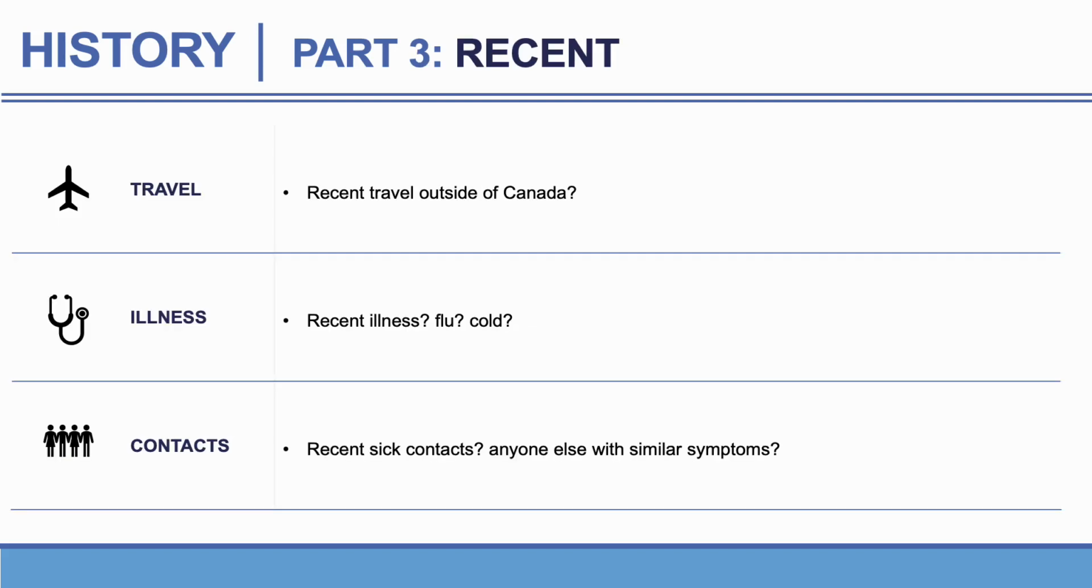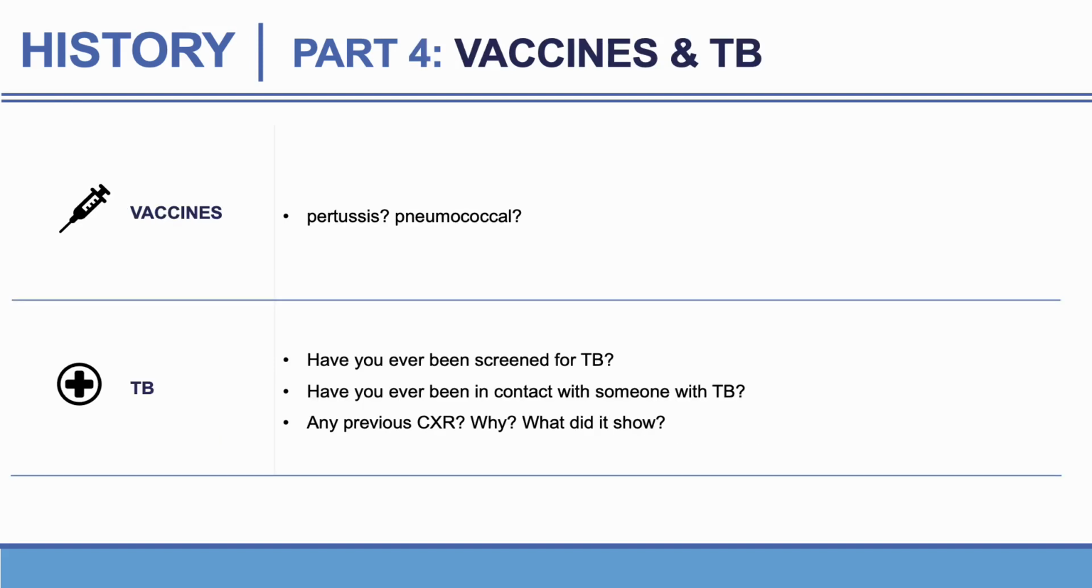Okay, the next part of the history I like to call recent. And usually recent things are really important to ask in any presentation. For chronic cough, you want to know if they've had any recent travel outside of Canada, any recent illness, recent flu, recent cold, any recent sick contacts, or anyone else with similar symptoms. Then we can ask about vaccination status and TB questions. So for vaccines, we want to know if they've been vaccinated for pertussis before, or if they've had their pneumococcal vaccine.